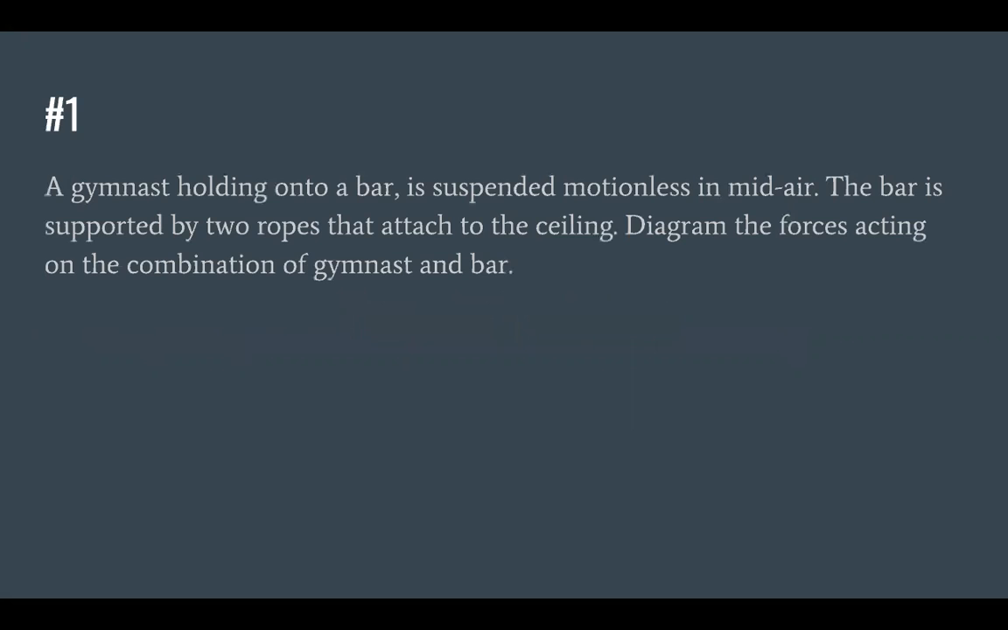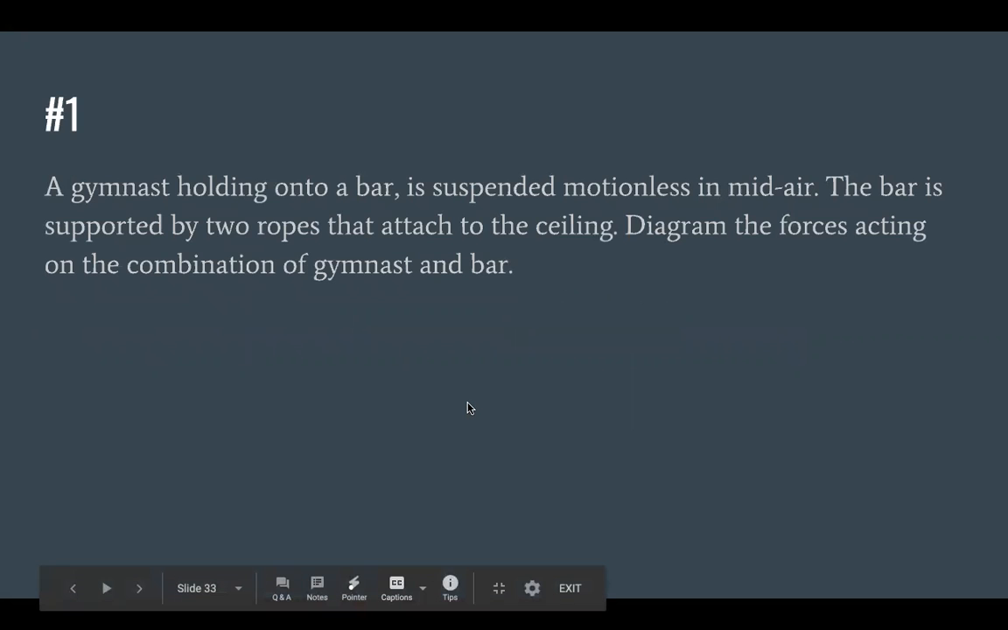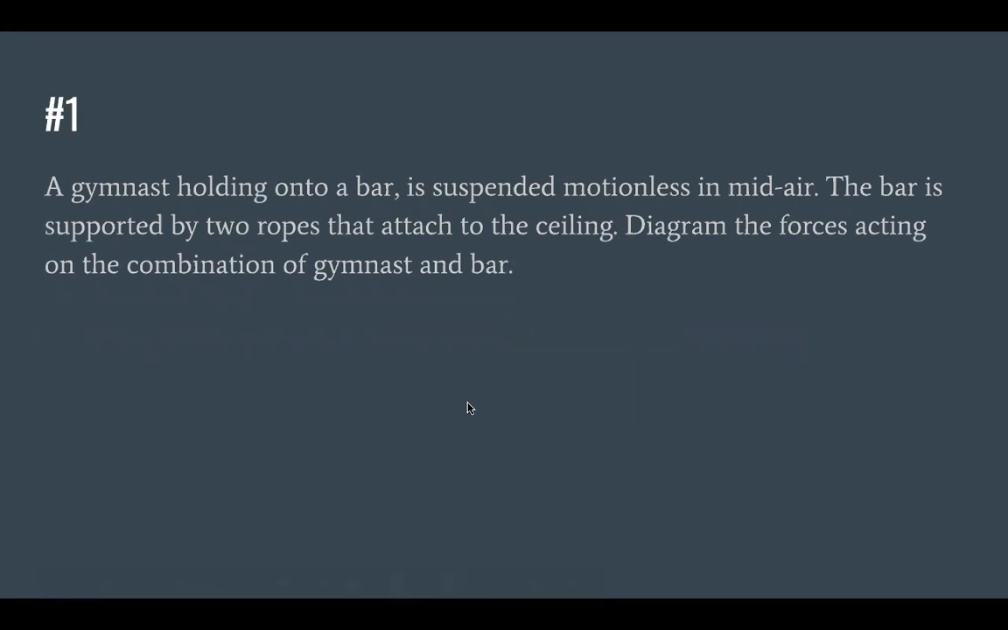Okay, so our first one. A gymnast is holding onto a bar and is suspended motionless in midair. The bar is supported by 2 ropes attaching to the ceiling. Diagram the forces acting on the combination of gymnast and bar. I'm going to give you a minute or two to try this out, and then we can go over the answer.